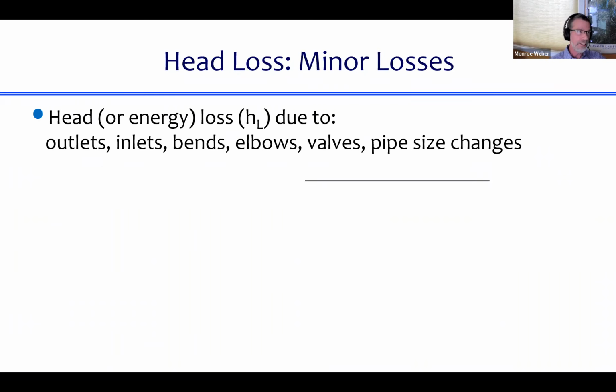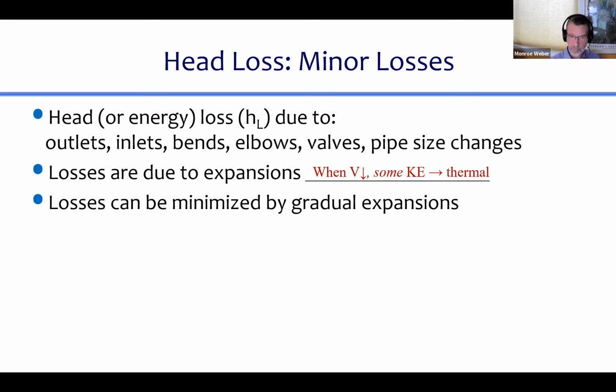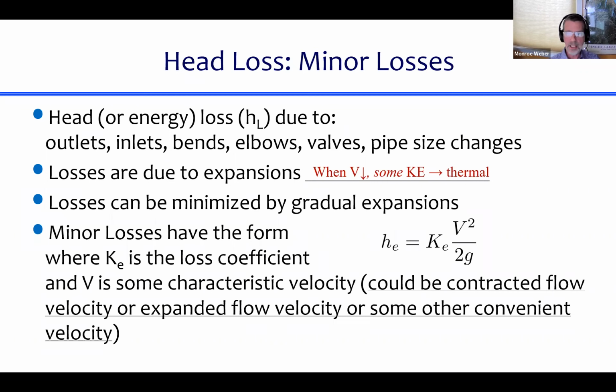So minor losses. So that was all about major losses in Moody diagram and wall shear. The other kind of loss that is very, very significant is losses due to expansions. So these losses happen when the velocity decreases and some of the kinetic energy is converted to heat. We can minimize losses by using gradual expansions. There's the form of the equation.